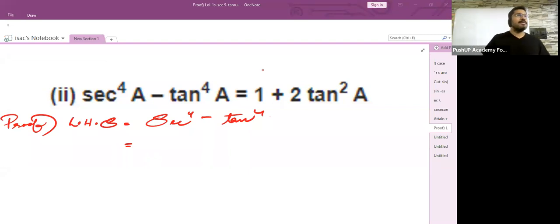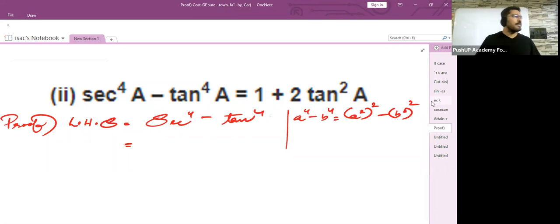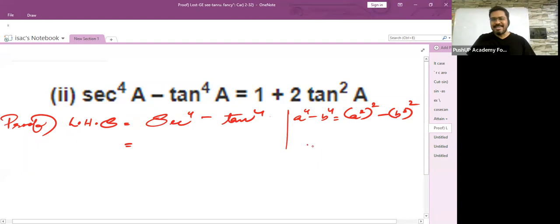Children, sec raised to 4 minus tan raised to 4. Now see, you can solve this sum in 2 different ways. One is a raised to 4 minus b raised to 4. Children, it's in fact a square the whole square minus b square the whole square. Now, a square the whole square minus b square the whole square is what? A square minus b square into a square plus b square.